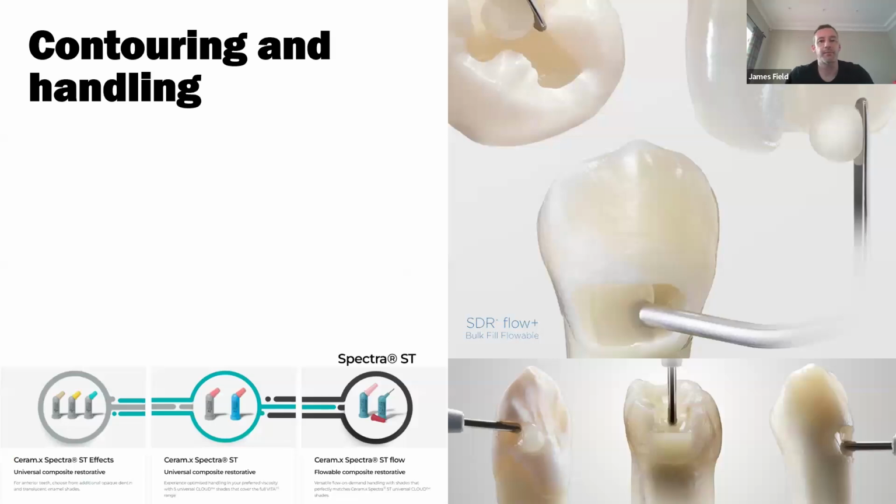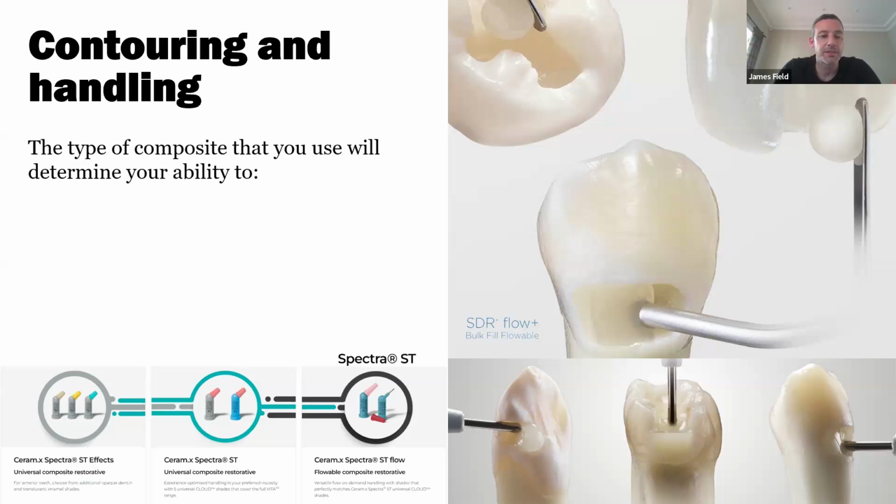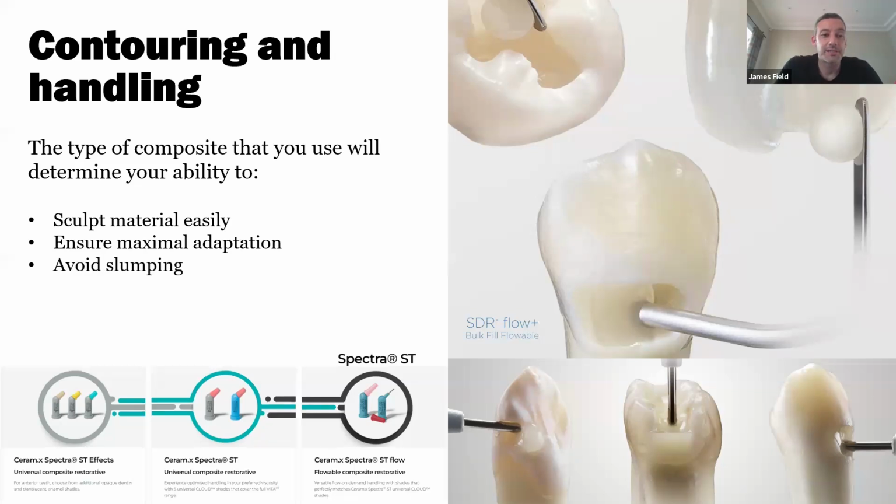I also talked last time about contouring and handling. Very important. If you can't contour your restorations properly or handle the material, then you end up having to do a lot of extra work, both in terms of placement, but also in terms of finishing and polishing. So your choice in terms of the composite that you use will determine how well you can sculpt material, how well it adapts to your cavity form, how much it slumps, which might not be such a problem with anterior approximals, probably more with large posterior or large approximal, large occlusal restorations, and optimizing aesthetics as well.